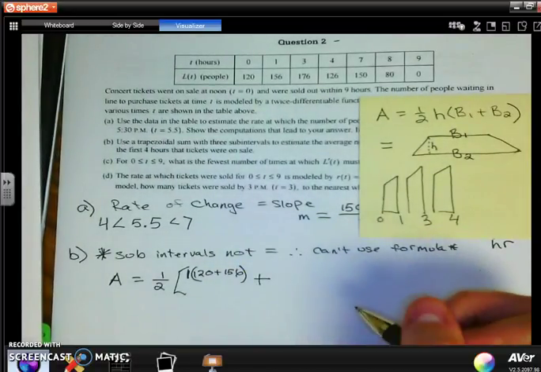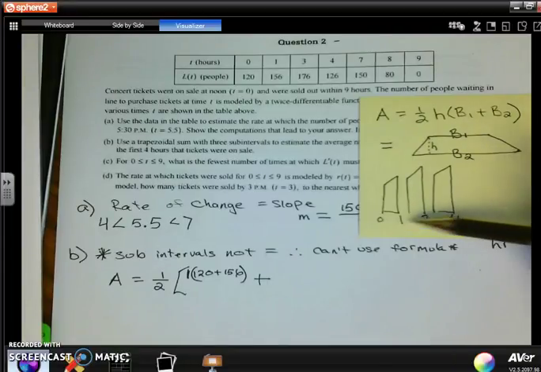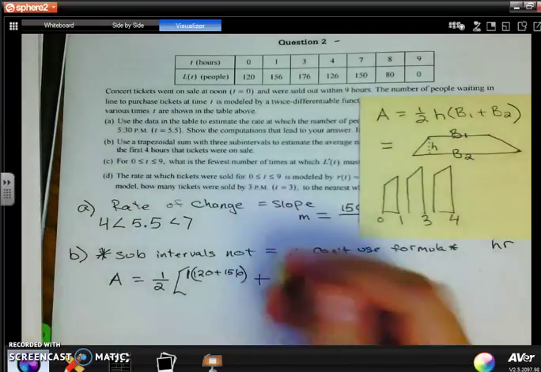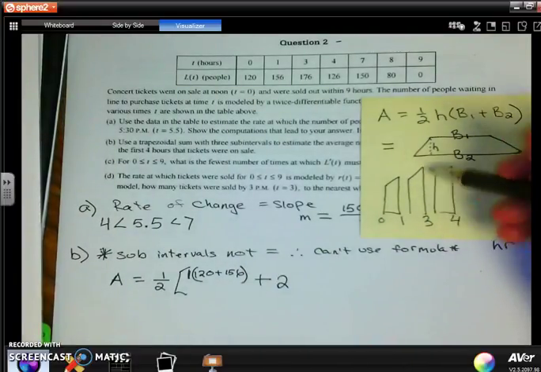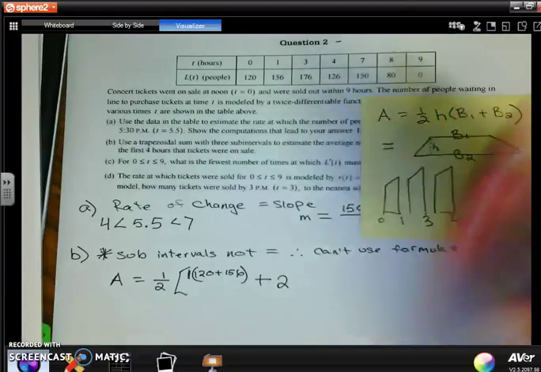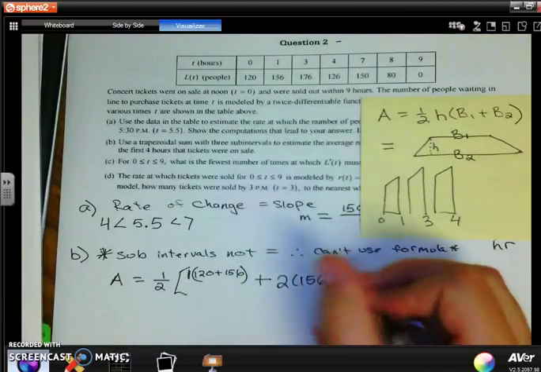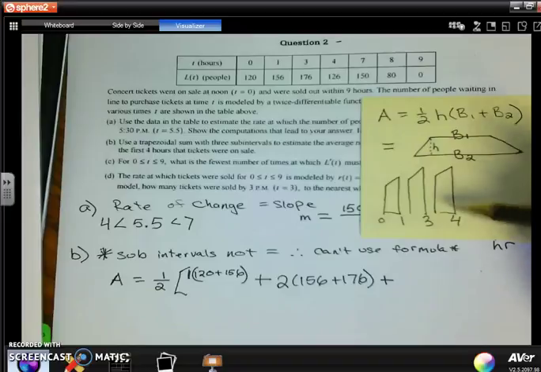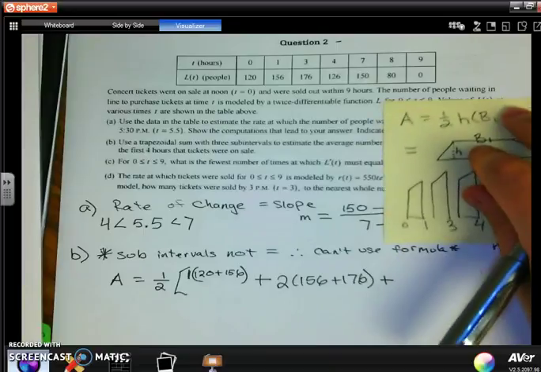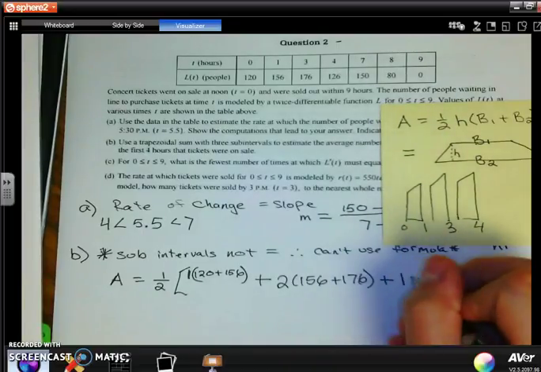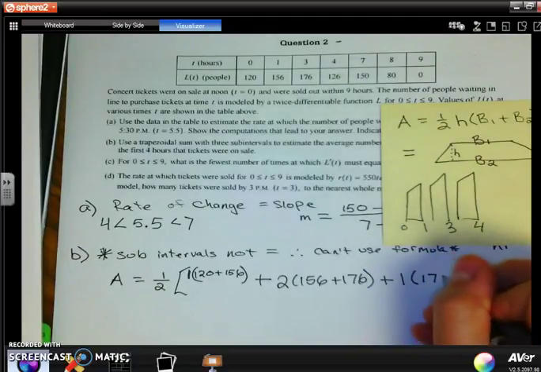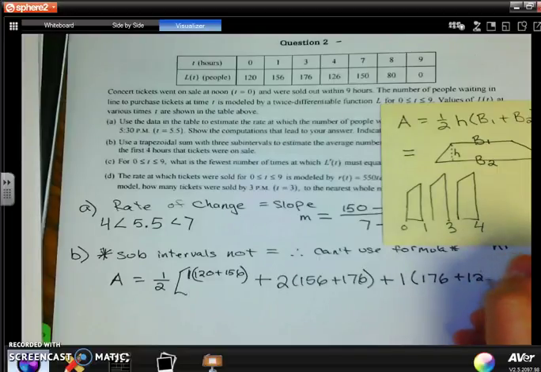And then plus, all right, what else do I have? The next one, the height of this is going to be 2. So it'll be 2. And then base 1 plus base 2. Well, it's going to be this plus this. So that's 156 plus 176. Okay, plus the third one, again, this is the height of the third one. You almost have to think of it like this, okay? So that height from 3 to 4 is just 1, and then base 1 plus base 2, I'm going to get those from here. So that's 176 plus 126.